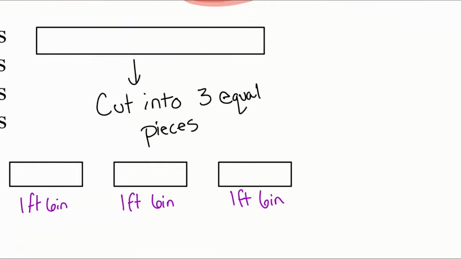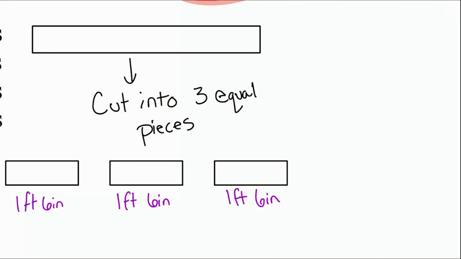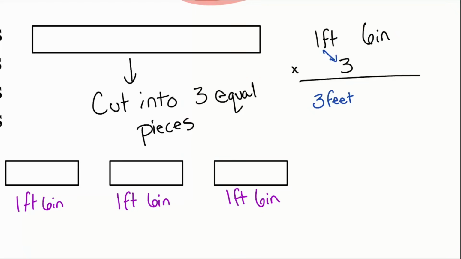So let me zoom in here on the right side. And so I'm going to take the 1 foot, 6 inches, and I'm going to multiply it by 3. That's what I'll do. This is going to be able to work because, everybody help me out. First things first, 1 foot multiplied by 3, that's going to be 3 feet. 6 inches multiplied by 3, that's going to be 18 inches.